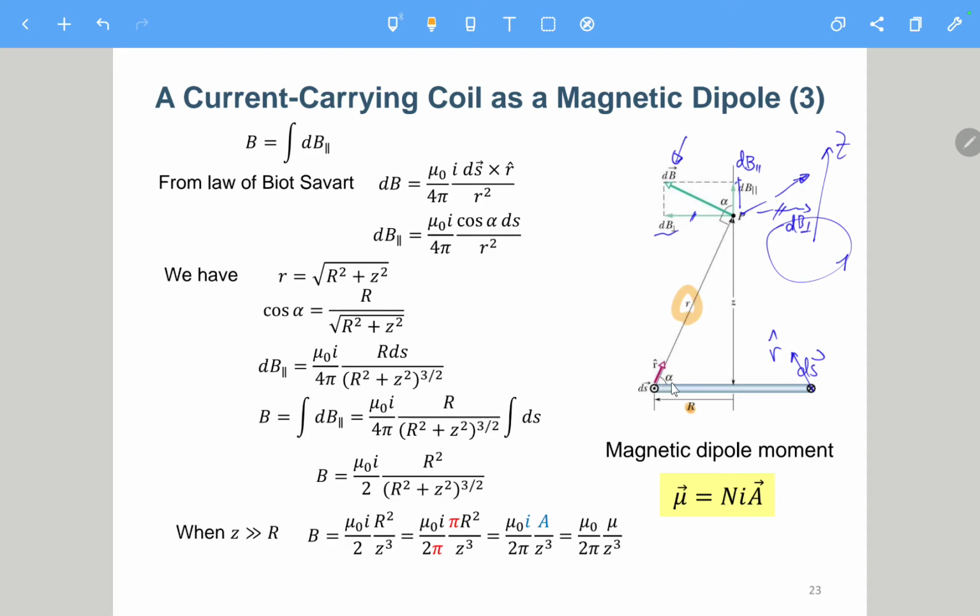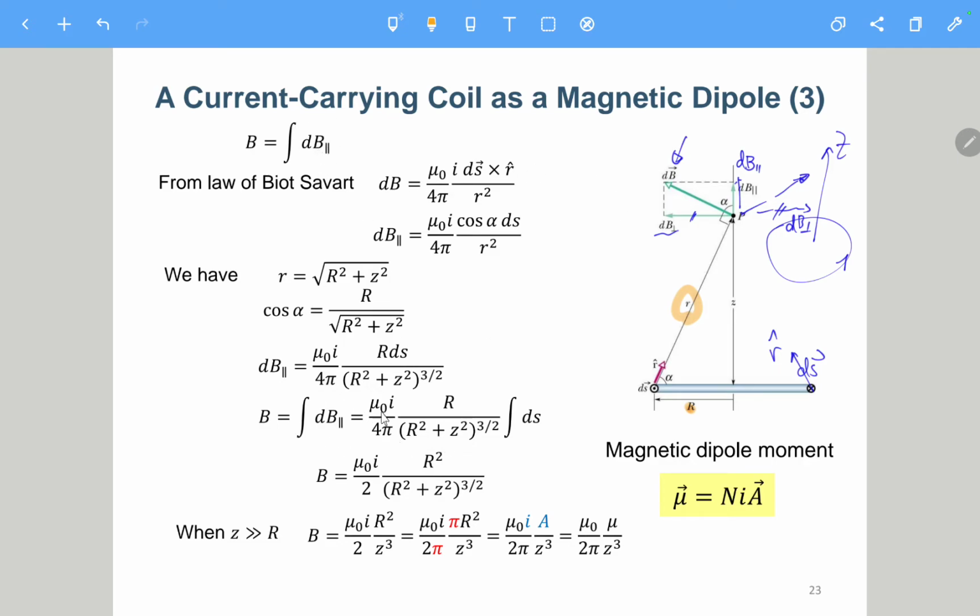And then cosine of alpha, this is the angle alpha, and cosine of alpha is capital R over small r. Small r is this one, so we have capital R over this square root term. So this is cosine of alpha. We need to put this one and this one into here. So for cosine of alpha we have a square root of this, and for r squared we have the inside terms. Altogether, we have this term to the 3/2 power. And on the top, we have capital R, and still have dS, and then mu 0 I, and then 4 pi.